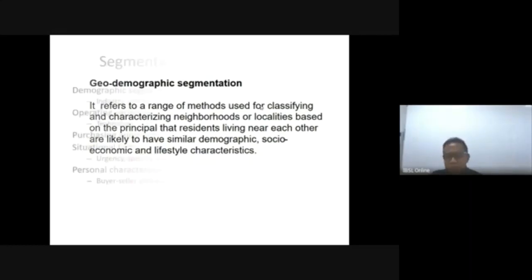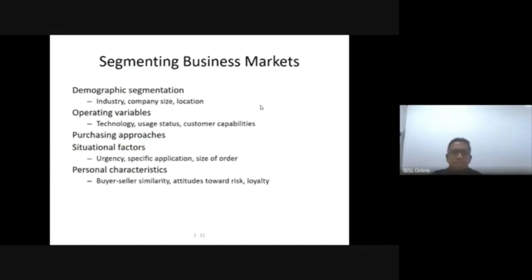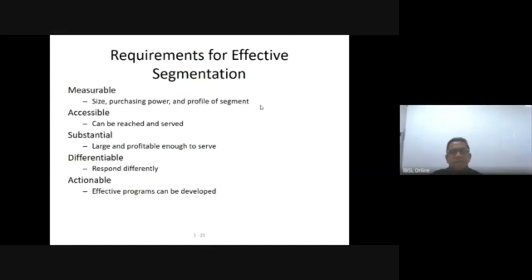Segmenting business markets, we also discussed last week. We also said that when we segment the market, there are certain requirements. We should be able to measure the size of the segment. It should be accessible. It should be large enough, substantial, profitable enough, differentiable. It should respond differently to other segments, and actionable. Our programs can be developed and executed effectively in those segments.